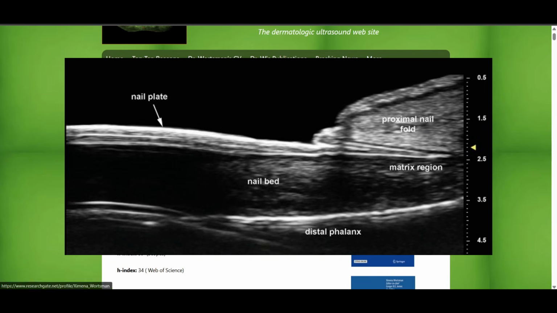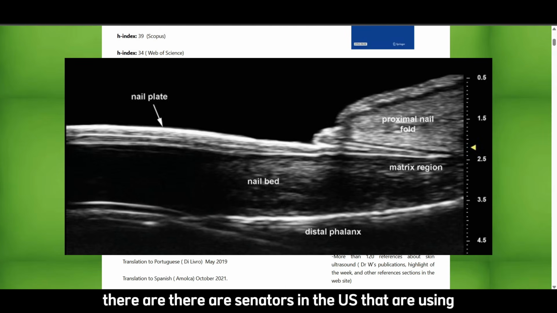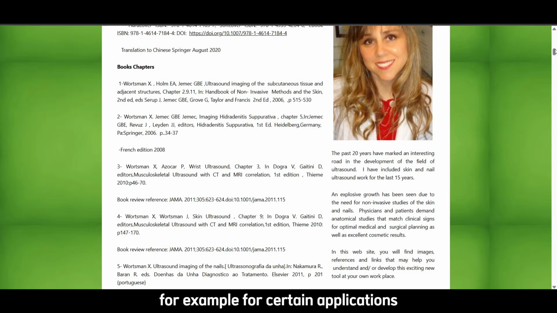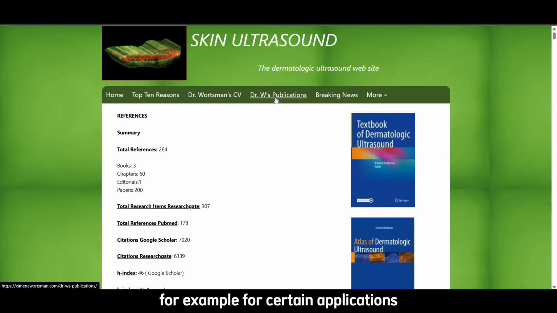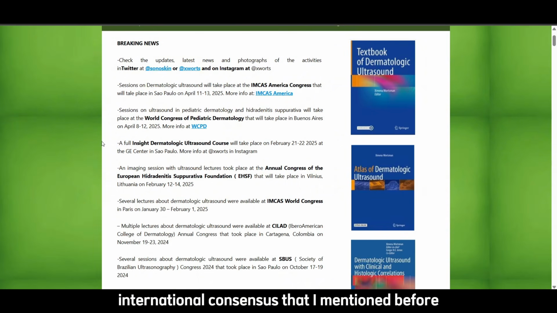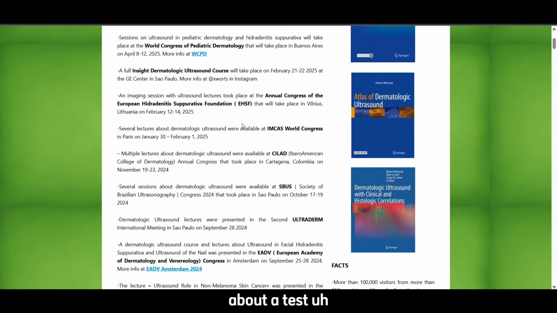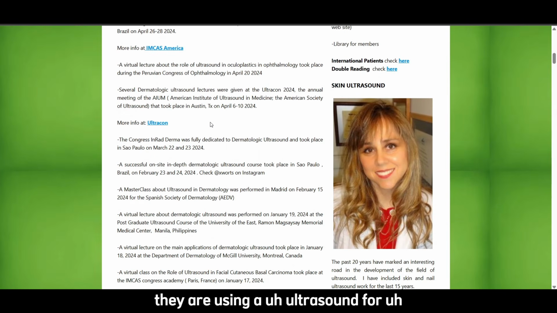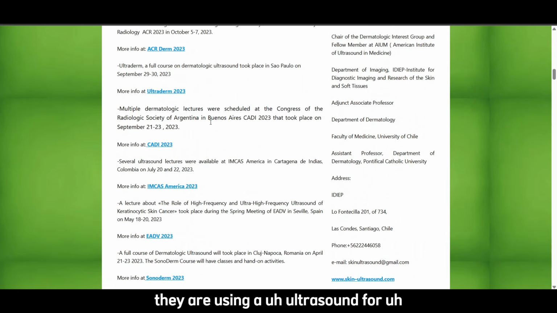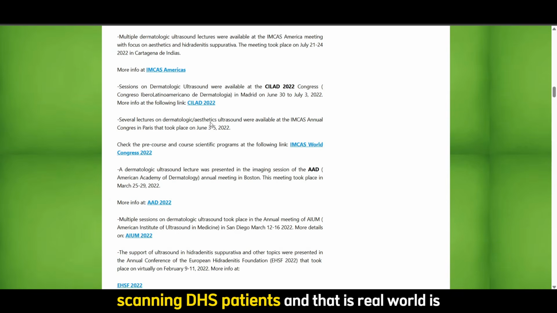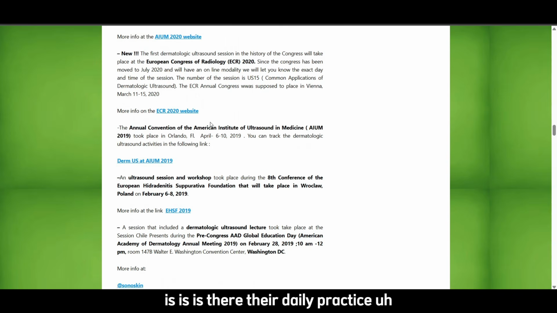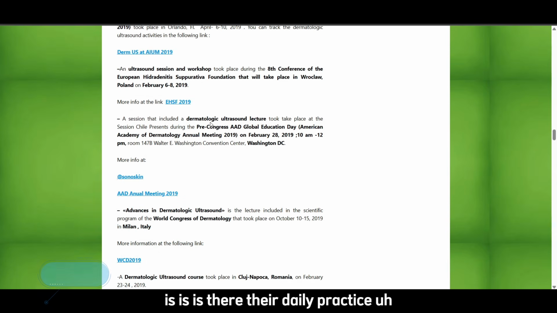There are centers in the US that are using dermatological ultrasound, for example, for certain applications. In the international consensus that I mentioned before about HS, there is a center in Henry Ford Hospital. They are using ultrasound for scanning the HS patients. And that is real world, it is their daily practice.